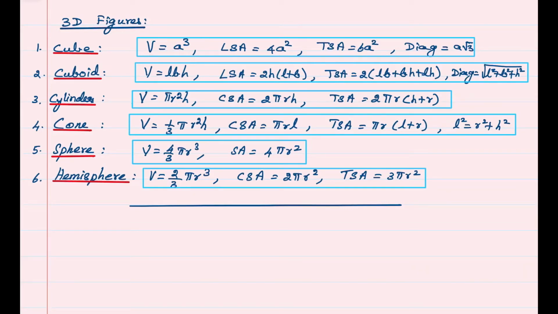Sphere. Volume of a sphere is 4 by 3 pi r cube, and surface area of the sphere is 4 pi r square, where r is the radius of the sphere. Hemisphere. Volume of the hemisphere is 2 by 3 pi r cube, curved surface area is 2 pi r square, and total surface area is 3 pi r square, where r is the radius of the hemisphere.